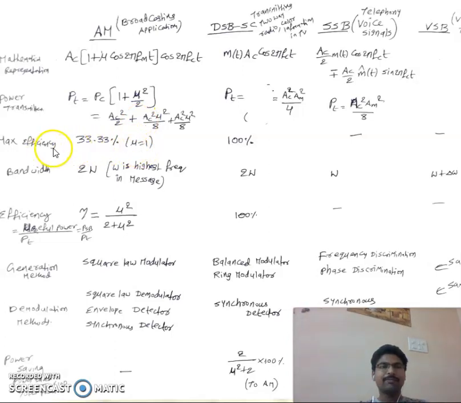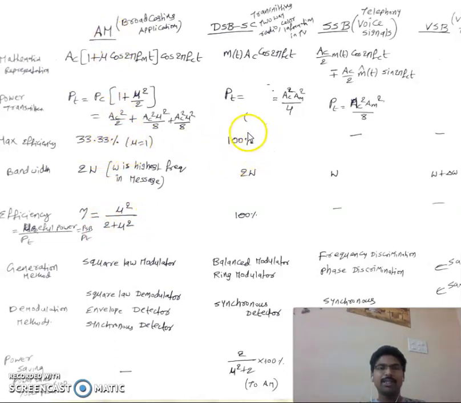Now coming to the maximum efficiency. Efficiency is nothing but the useful power transmitted to the total power. Here in this AM case, what is the useful power? The useful power is the sideband power, and the total power is PC into 1 plus mu square by 2. So we write the total power in the denominator and the sideband power in the numerator, and we get the formula mu square by 2 plus mu square. Maximum efficiency means we take mu equal to 1, modulation index equal to 1. You can get 33.33% for amplitude modulation.